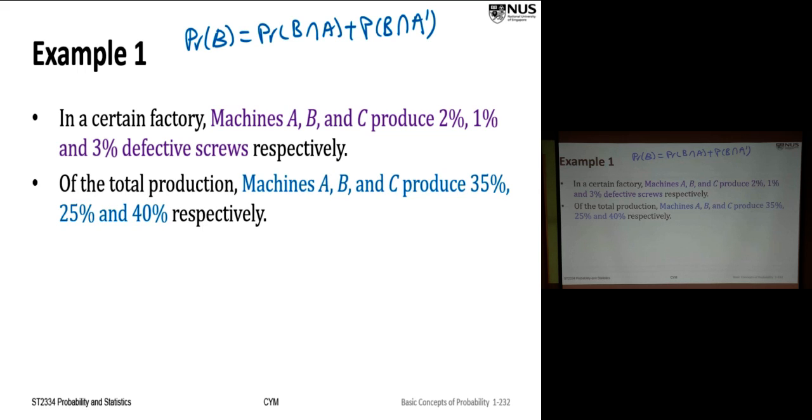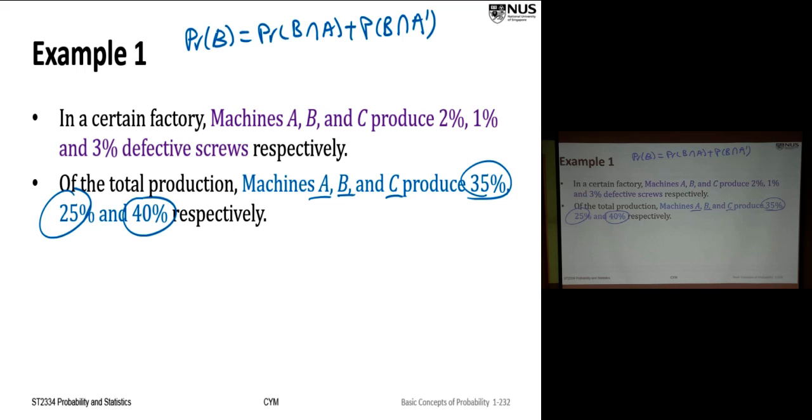And these 3 machines combined give us the total production. So make sure that these 3 events, A, B, C, from machine A, machine B, and machine C, combined together is the total, is all the screws that we produce. So make sure that these 3 numbers corresponding to these 3 events add up to 1. If they are not adding to 1, then that means these 3 events are not exhaustive events.